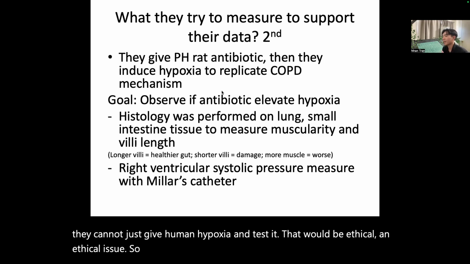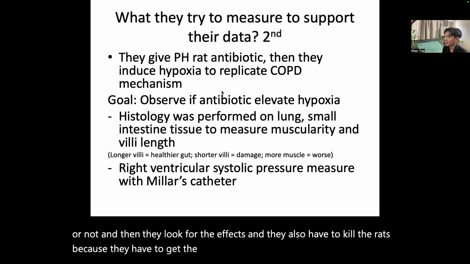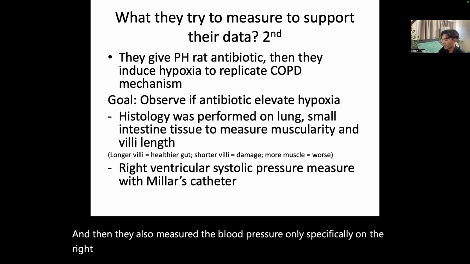So they give rats PH through hypoxia. They give them antibiotics or not, and then they look at the effects. They also have to kill the rats because they have to get the lung and the small intestine tissue. And then they also measured the blood pressure, specifically in the right ventricular artery.